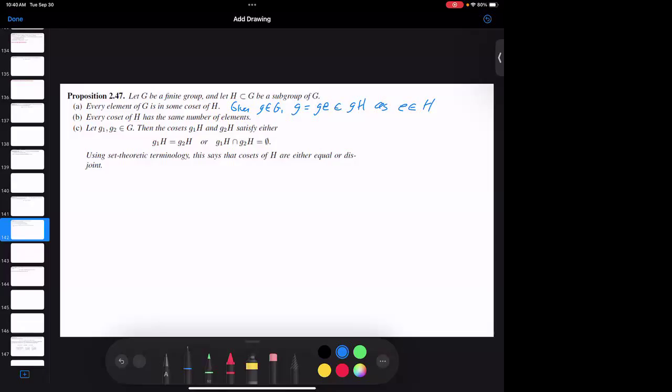So is it possible that an element could be in multiple cosets? Absolutely. But we know if we look at all possible cosets, then you give me any element in G and it's going to definitely be in at least one of them. Okay. Next one is every coset has the same number of elements. We didn't rigorously prove that, but does that seem reasonable based on what we've done?